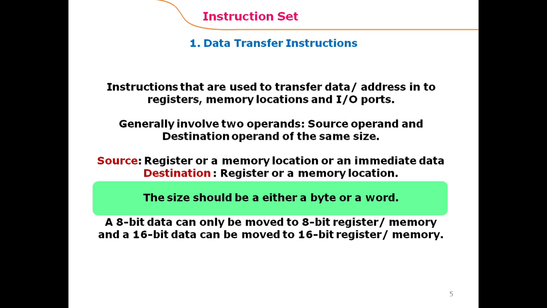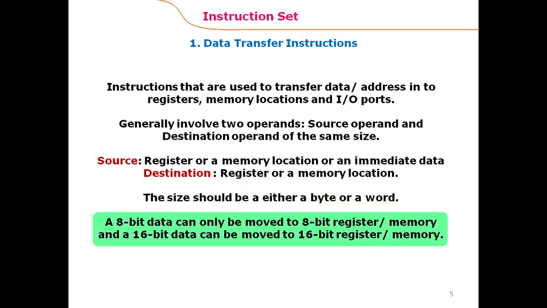The sizes should be either a byte or a word if we are talking about the 8086 microprocessor, but in higher versions of the microprocessor, the data size can be long, for example, a double word, 32 bits. An 8-bit data can only be moved to an 8-bit register or memory location, and similarly, 16-bit data can be moved to a 16-bit register or 16-bit memory location. A 16-bit data from a 16-bit register cannot be moved to an 8-bit register because that would lead to an overflow error.